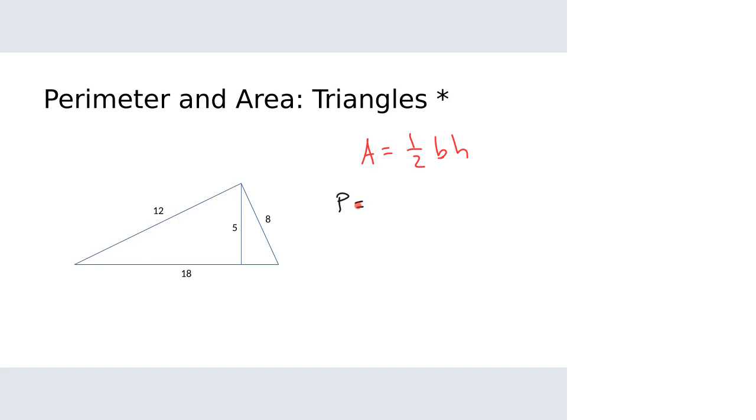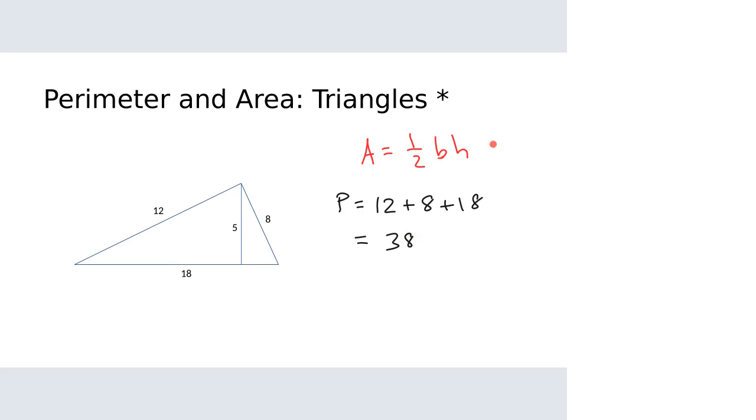So our perimeter here is just going to be 12 plus 8 plus 18. We'll add that together and have 38. We weren't given units. We don't know if it's inches or feet or yards or miles. We just know it's 38.